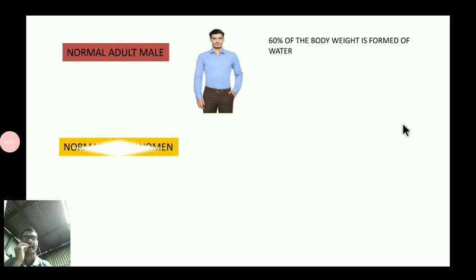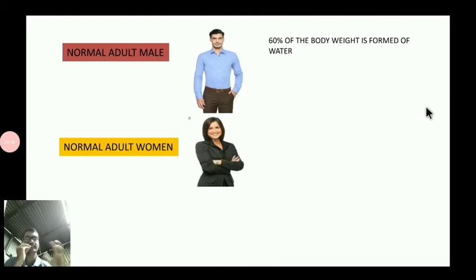Now, in the case of an adult woman, 50% of total body weight consists of water, which is 10% less than in a man. An adult woman weighing 100 kg has 50 liters of water present in her body, and a woman weighing 70 kg has 35 liters of water. Now, in the case of a woman, why is the water content less compared to men? This is just because of the higher fat content present in the woman's body.